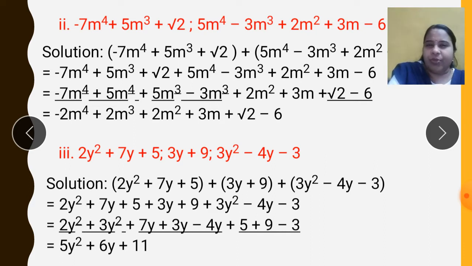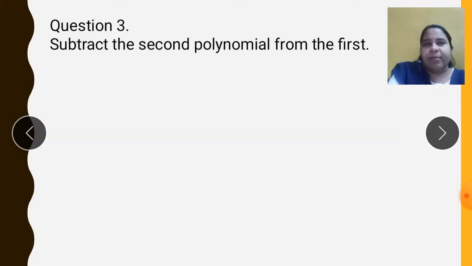If asked, you need to write it, otherwise no need. Okay. So I hope this sum is clear. These sums are actually revision of what you have already done in lower standards. Now we come to the next type of sum, that is subtraction. Question number 3 is: subtract the second polynomial from the first.